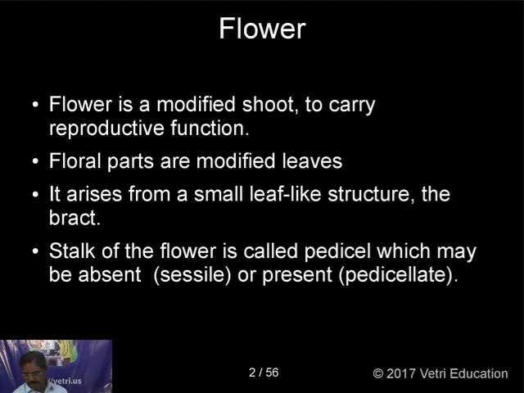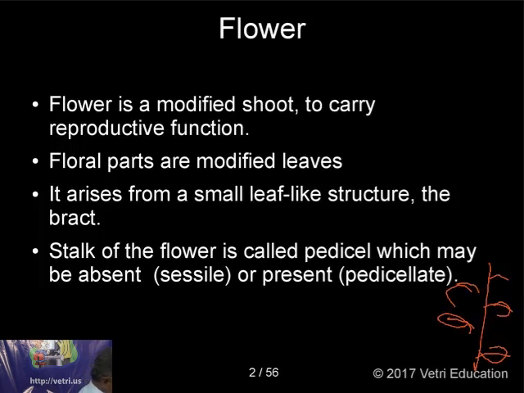Now the flower, let us see the flower. A flower is a modified shoot to carry the reproductive function. As I already said, in a shoot you will find the stem, and on the stem you have the leaves. You studied the leaves already. The stem condenses and the leaves are also condensed and come together in a short form, that is a flower.